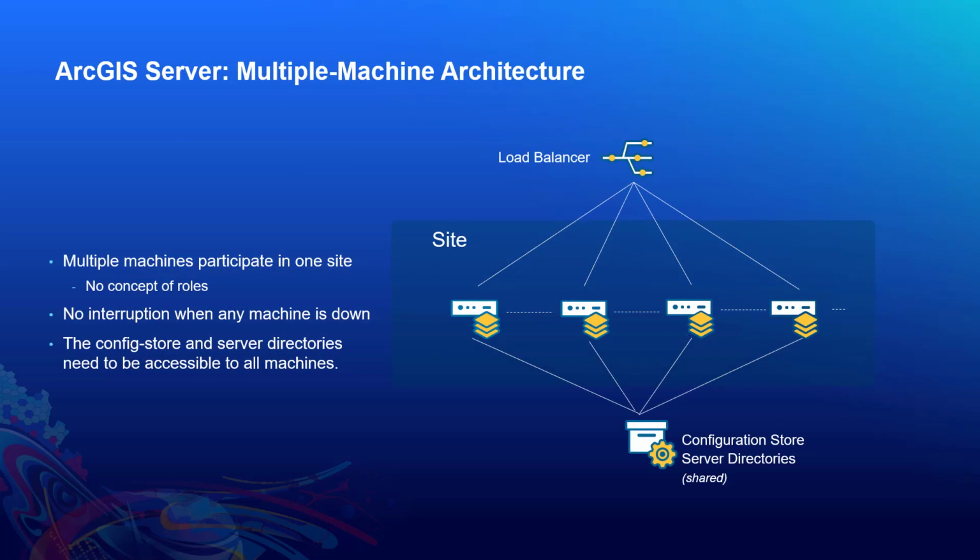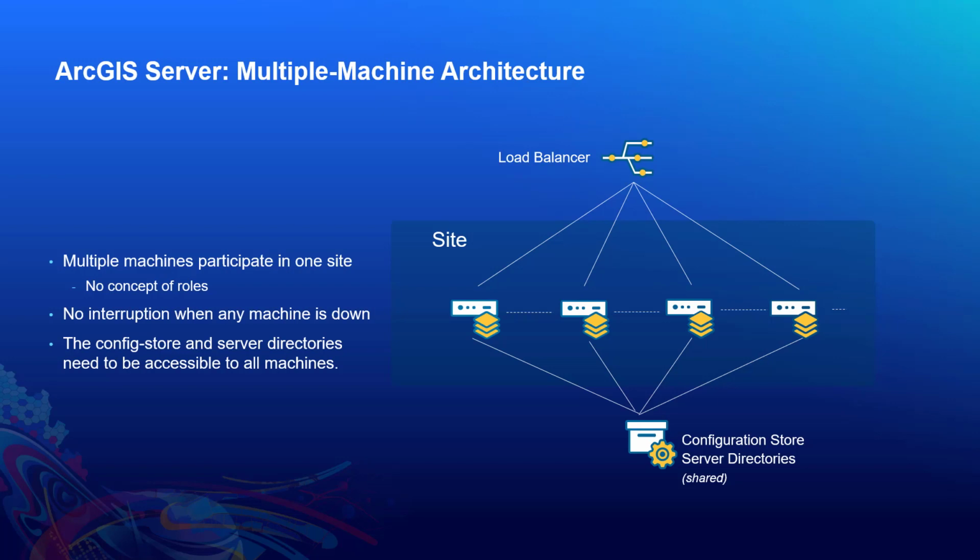Multi-machine ArcGIS Server sites have been around for quite some time now. When you have a multi-machine site, there's no real concept of roles. So there's no primary server or standby. There's no concept of that in a multi-machine server site. That being said, there's no interruption when any of the machines goes down, because there's no failover, there's no promotion that has to take place.